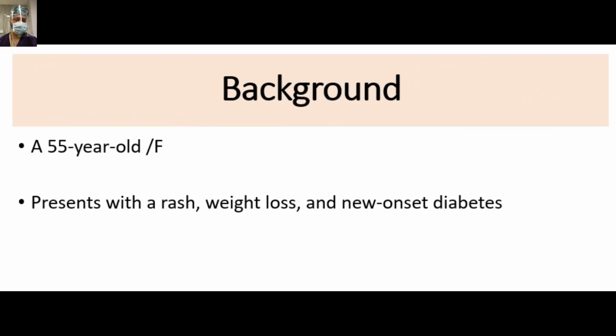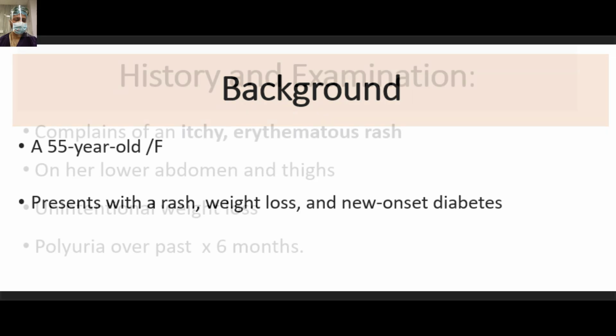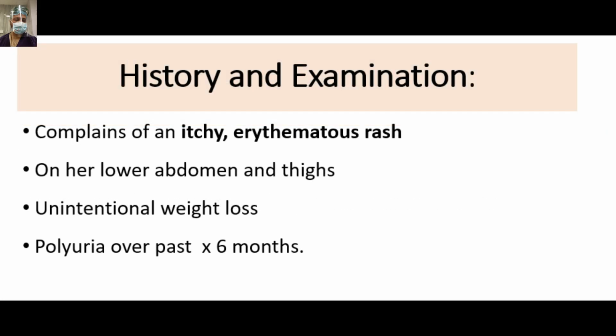A 45-year-old lady presented with rash, weight loss and new onset diabetes. If you have gone through the video so far, you should be able to make the diagnosis with these two lines only. She complains of an itchy erythematous rash on her lower abdomen and thighs, unintentional weight loss, and polyuria over the past 6 months. There was a rash, polyuria and unintentional weight loss. I hope you could make the diagnosis.